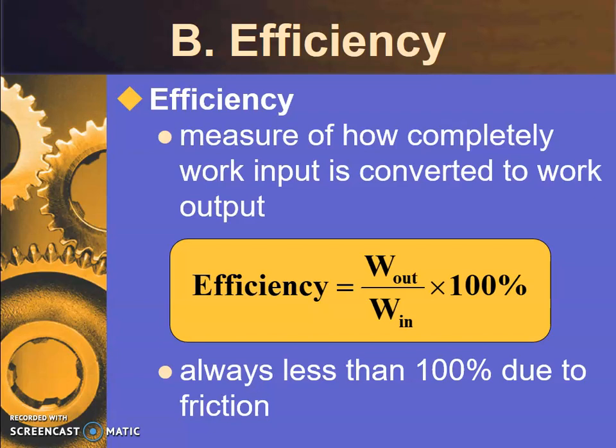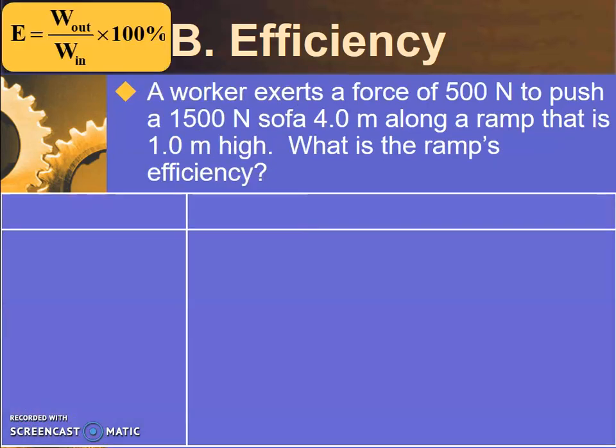A very efficient machine will be in the 90s. A decent machine will be in the 80s. Anything less than 80 is considered not very efficient. So let's try a practice problem.